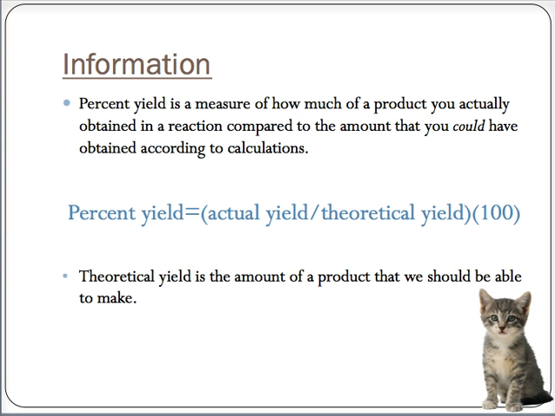Okay, next. More information. Percent yield is a measure of how much of a product you actually obtain in a reaction compared to the amount that you could have obtained according to calculations. So percent yield equals actual yield over theoretical yield times 100. Theoretical yield is the amount of the product that we should be able to make.